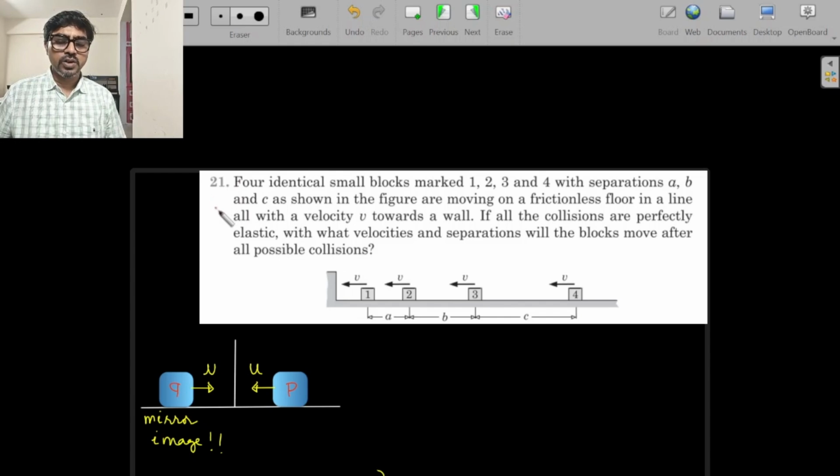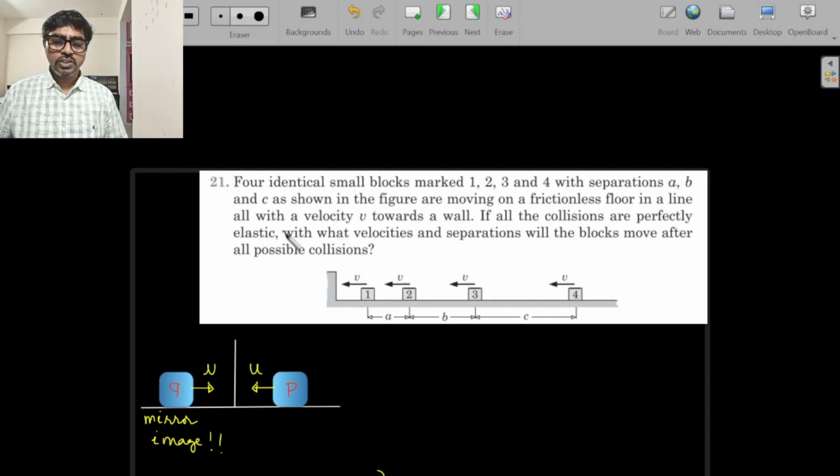This is question number 21. Four identical small blocks, identical they said, meaning they're all equal masses, marked 1, 2, 3, and 4, with separations A, B, C as shown in the figure. So between 1 and 2 separation A, 2 and 3 B, and then 3 to 4 separation is C.